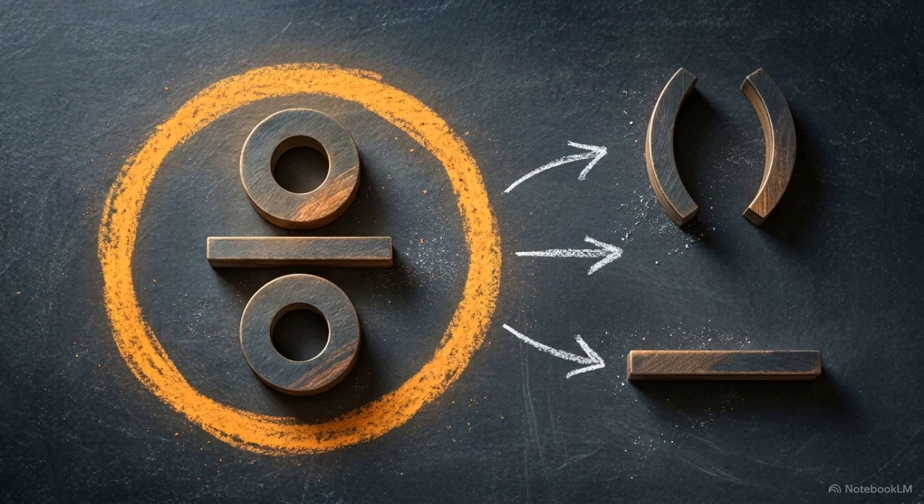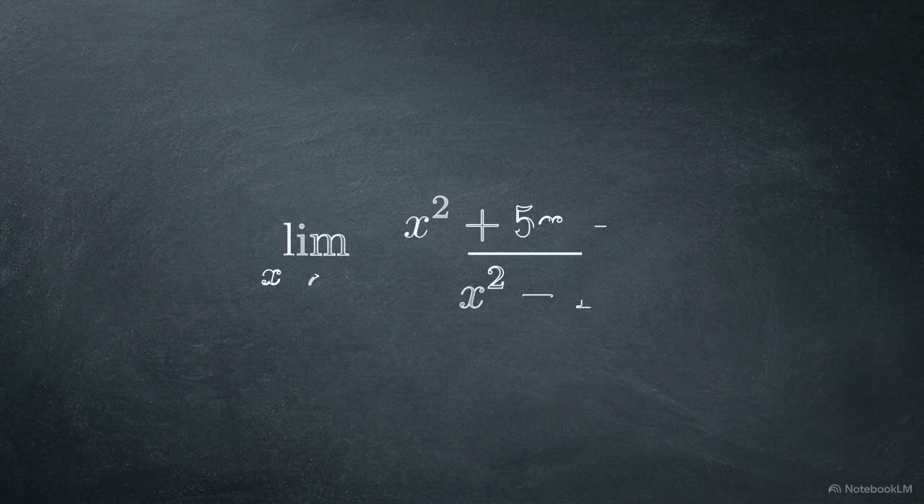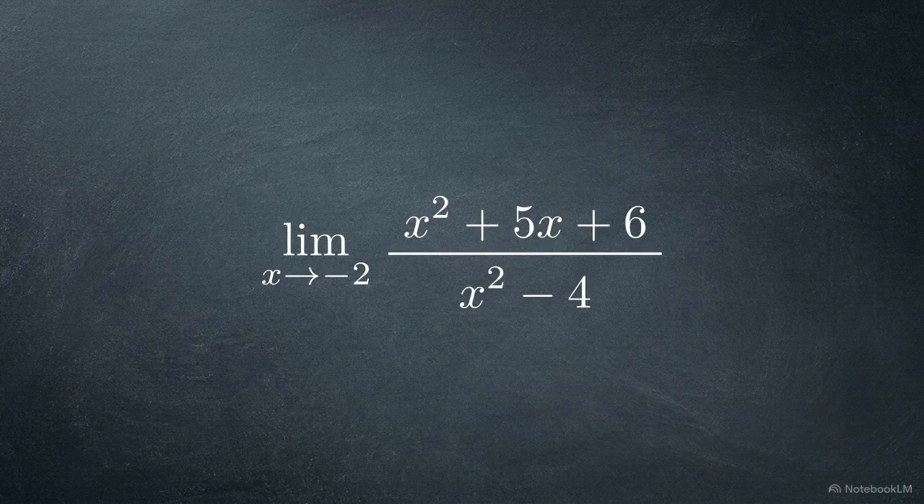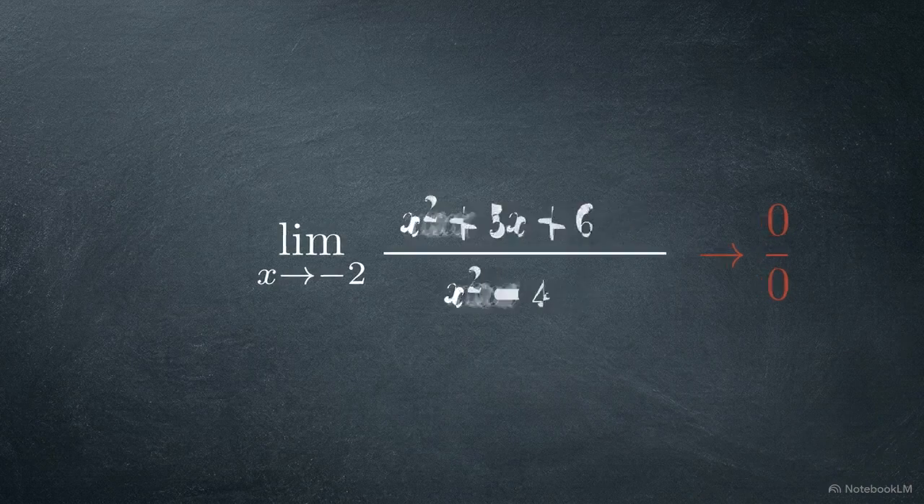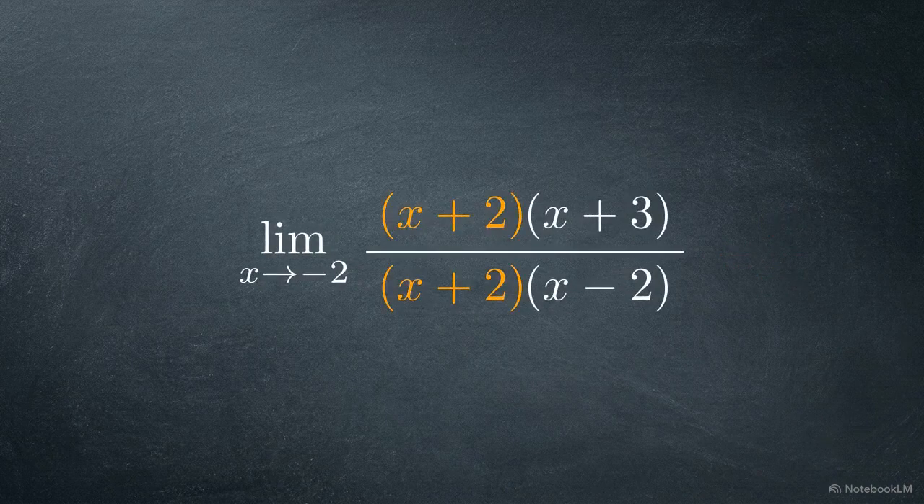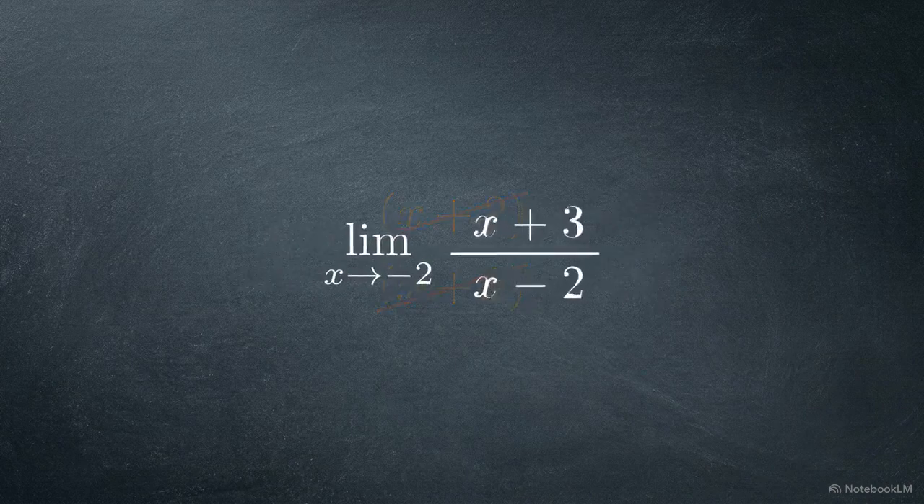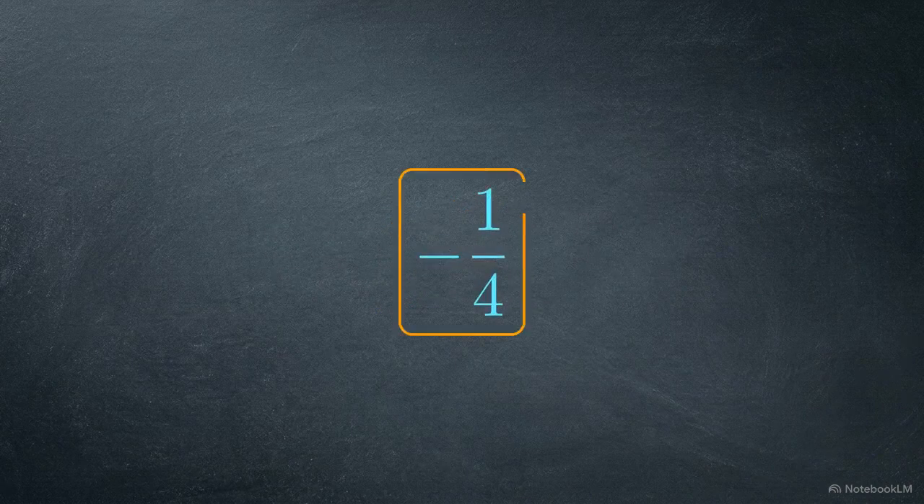This scales to complex quadratics, x squared plus 5x plus 6 over x squared minus 4, as x approaches negative 2. Substitution yields 0 over 0. Factoring reveals a shared x plus 2 term, which we cancel. Substituting negative 2 gives negative one fourth.